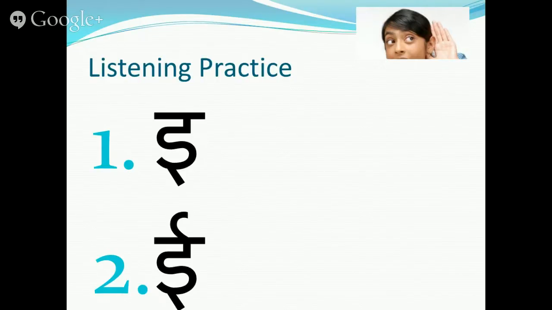That was number 1. That was number 2. That was number 2. Are you noticing the pattern here? One is longer and slightly lower pitched than the other.